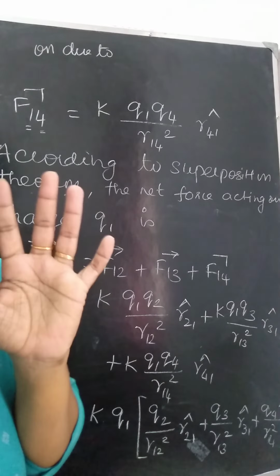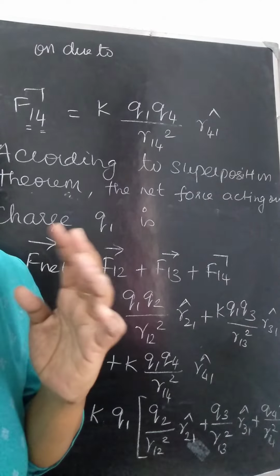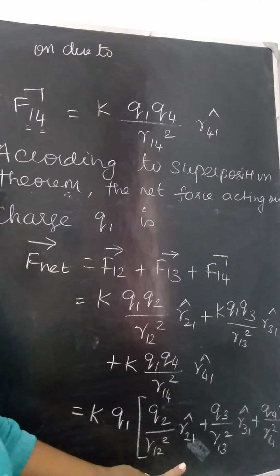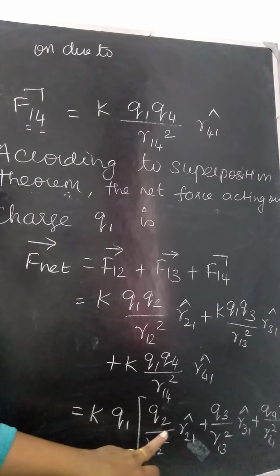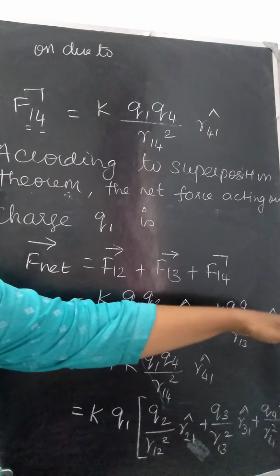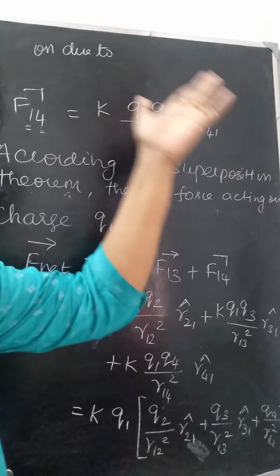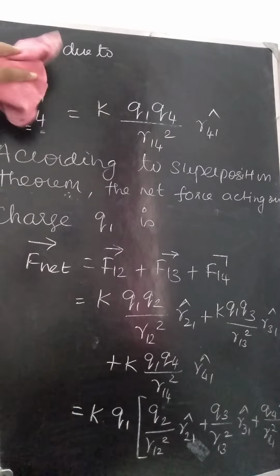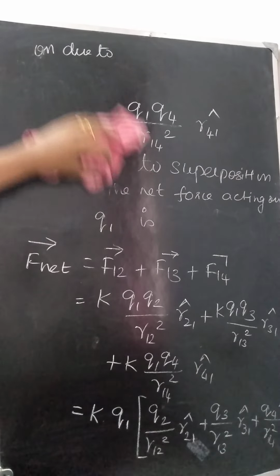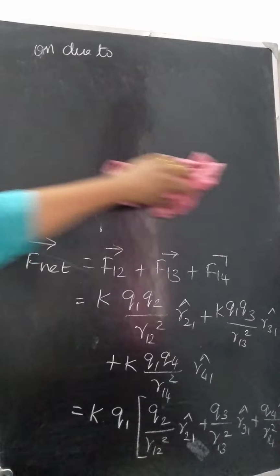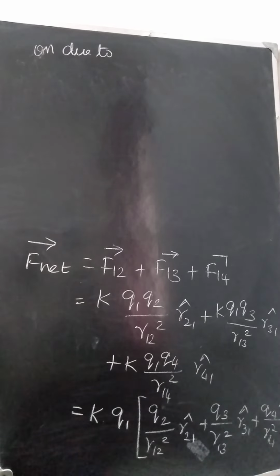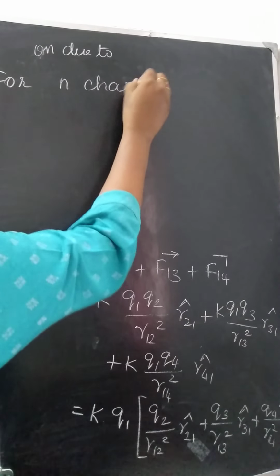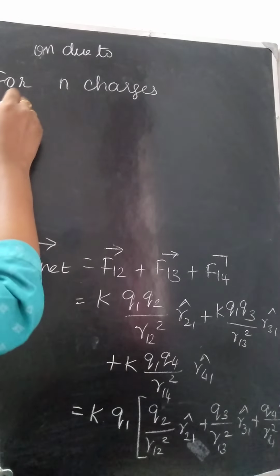If n amount of charges are present, it is countless. We have more charges coming closer to the charge Q1. Then what will be there? Q2, Q3, Q4, Q5, Q6, Q7, Q8 and it goes on up to Qn. Am I correct? So for multiple charges, for n charges, how can we rewrite the equation for n charges?